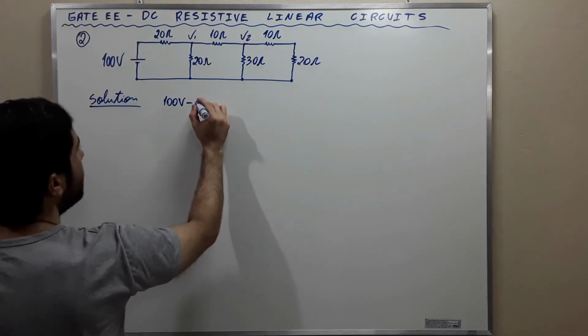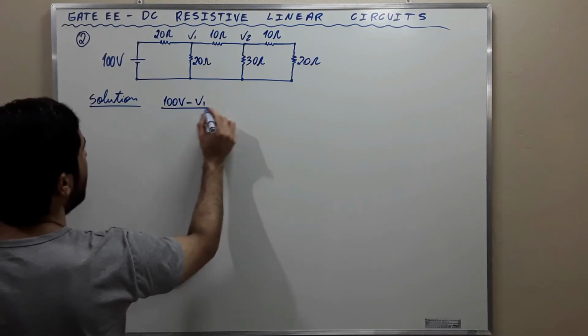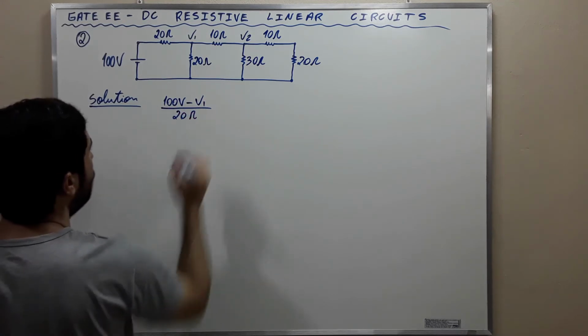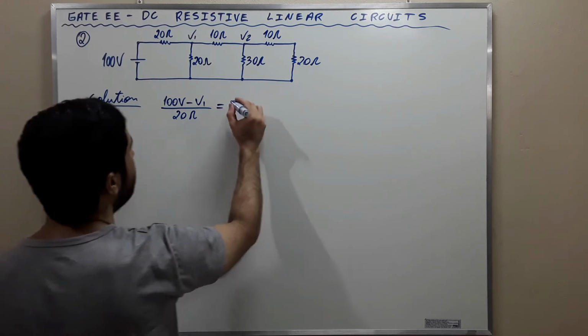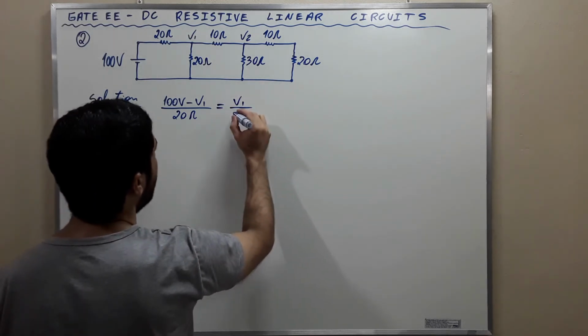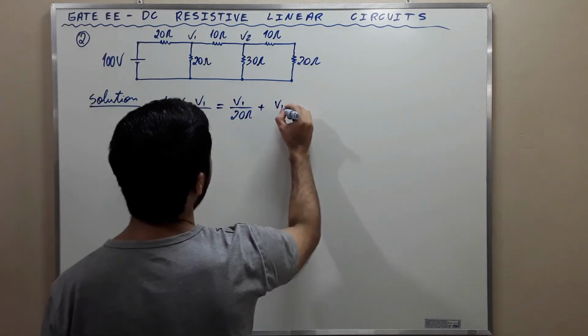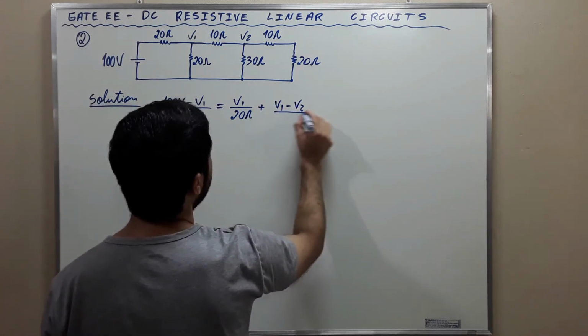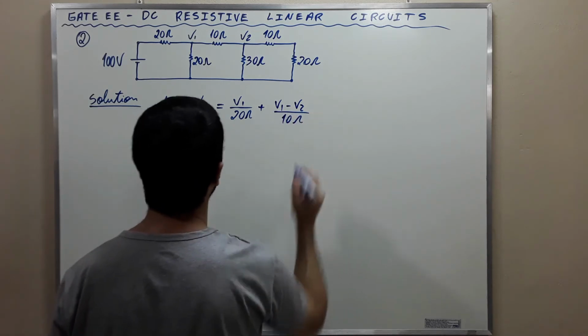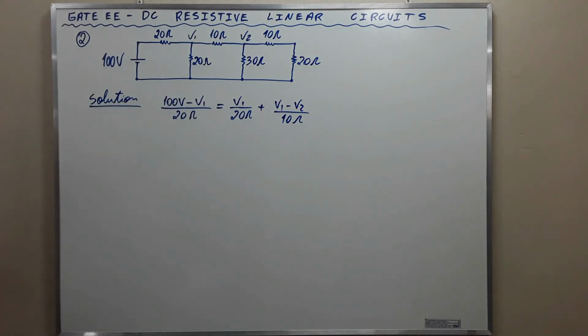-100 volts. Minus V1 divided by 20 ohms is equal to V1 divided by 20 ohms plus V1 minus V2 divided by 10 ohms. Okay? This is the first expression, the expression for node 1. Now let's do the same for node 2.